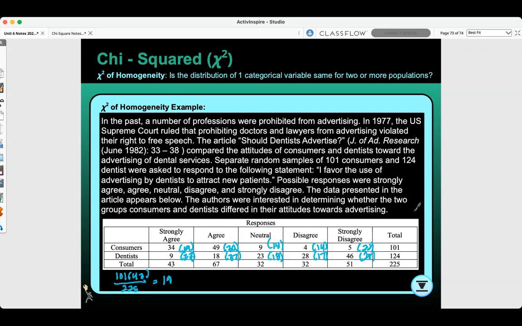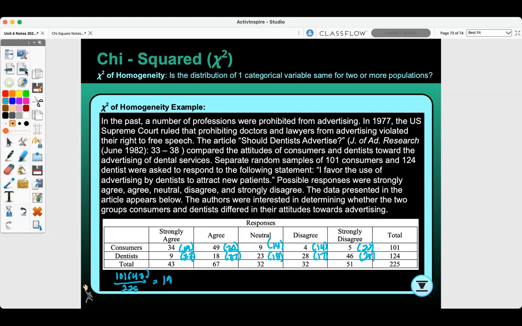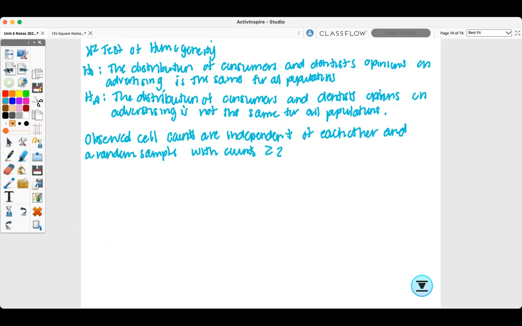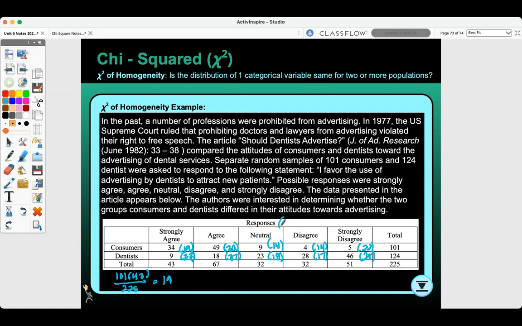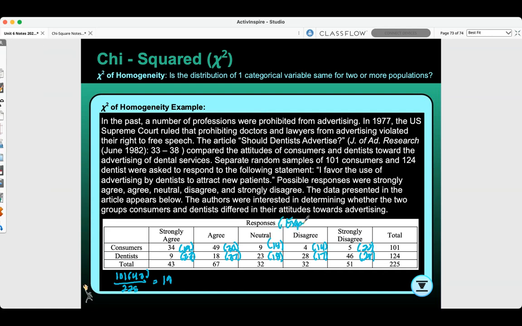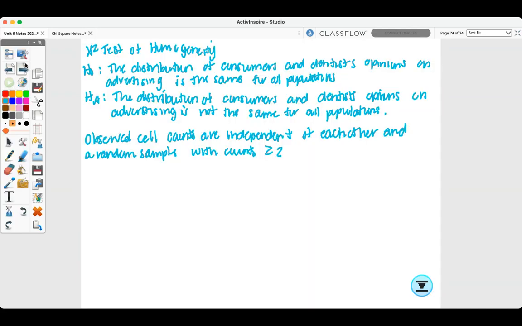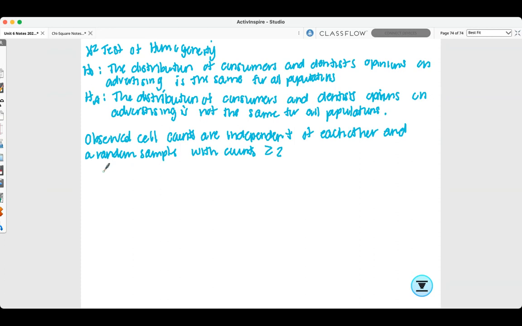So looking at all my expected counts, they're all greater than or equal to 5. So we would state that after we find it. And the other thing you need to make sure that you do, which I almost forgot, is put expected in parentheses as your key so the reader knows what you're talking about. So then you would say all expected counts are greater than or equal to 5. So we have a large enough sample.